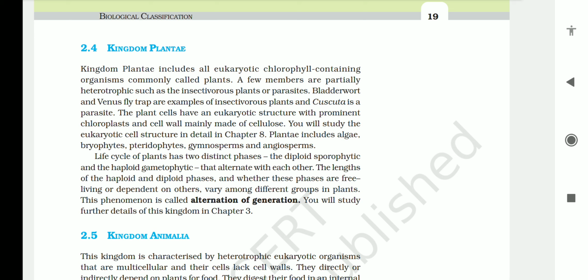The plant cells have a eukaryotic structure with prominent chloroplasts and cell wall mainly made of cellulose. You will study the eukaryotic cell structure in detail in chapter 8. Plantae includes algae, bryophytes, pteridophytes, gymnosperms, and angiosperms. Life cycle of plants has two distinct phases, the diploid sporophytic and the haploid gametophytic, that alternate with each other. The lengths of the haploid and diploid phases and whether these phases are free living or dependent on others vary among different groups in plants. This phenomenon is called alternation of generation. You will study further details of this kingdom in chapter 3.